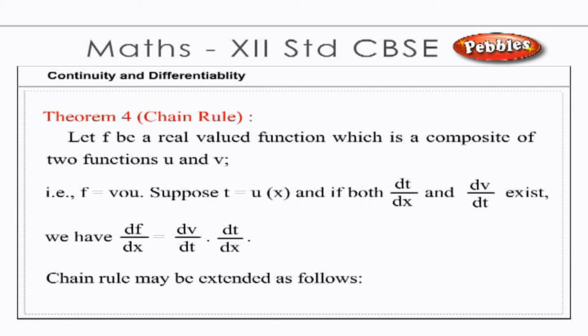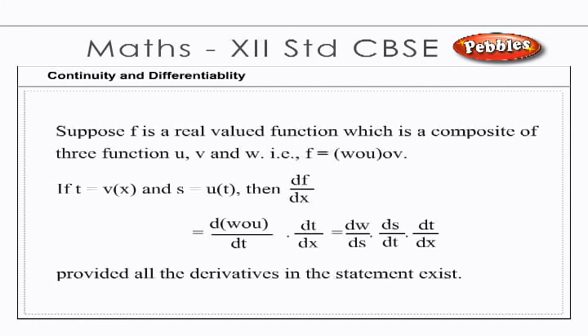Chain rule may be extended as follows. Suppose f is a real valued function which is a composite of three functions u, v and w.